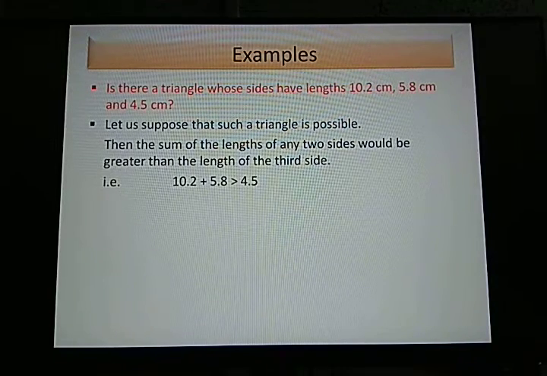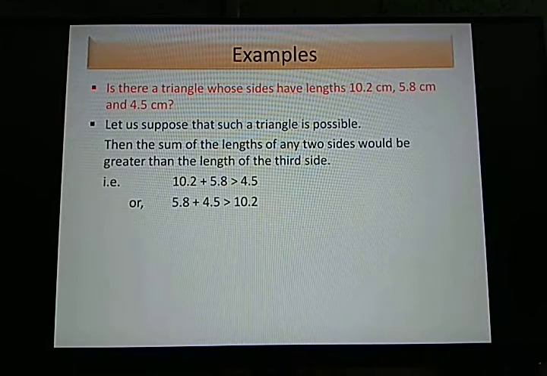So the first case is if we take the sides 10.2 centimeter and 5.8 centimeter. Obviously their sum will be greater than 4.5 centimeter. If you add 10.2 and 5.8, that value will definitely be greater than 4.5. Similarly, if we take 5.8 centimeter and 4.5 centimeter and add them, that value also will be greater than 10.2 centimeter.